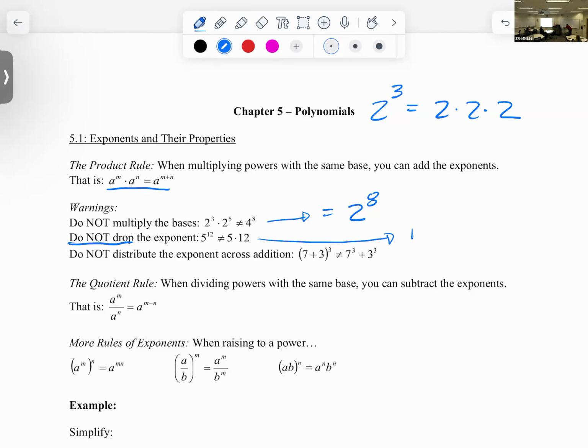And then exponents do not rainbow. 7 plus 3 to the 3rd power. In order to actually simplify this, I have to do PEMDAS. What's the first part of PEMDAS? Parentheses. This actually becomes 10 to the 3rd. And so, again, when we start putting variables in there, people forget that all those variables represent a number.